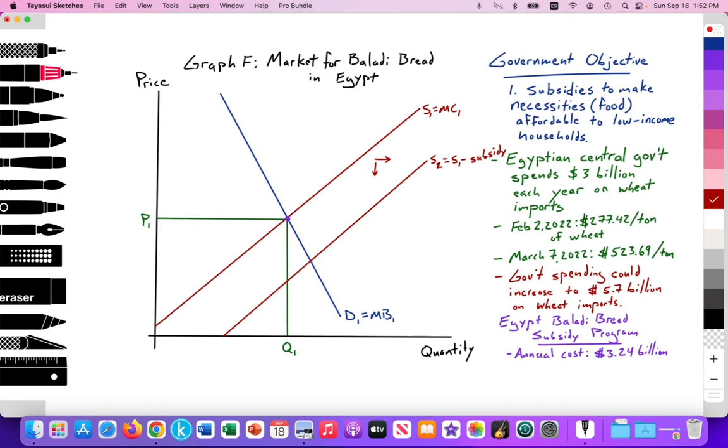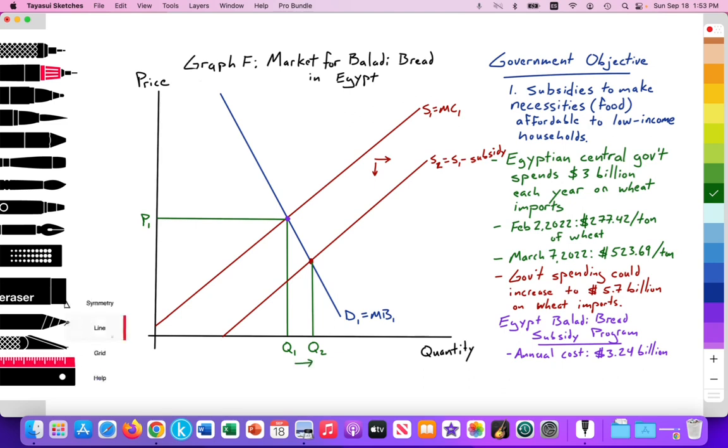We notice here it creates another intersection, and that will signal the price paid by the consumer. So let's go ahead and label that. Here's our new intersection. So the quantity supplied and demanded increases from Q1 to Q2. And the price paid by the consumer falls from P1 to, I'll label this PC, price paid by the consumer.